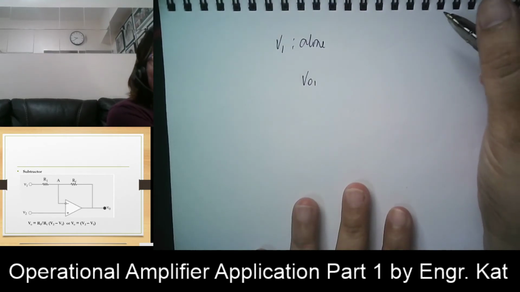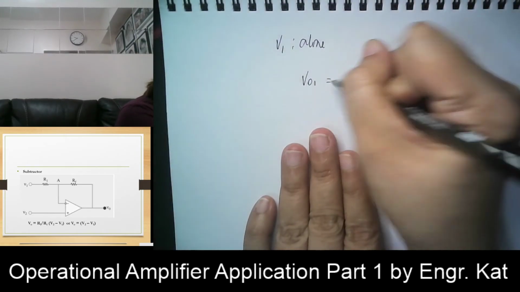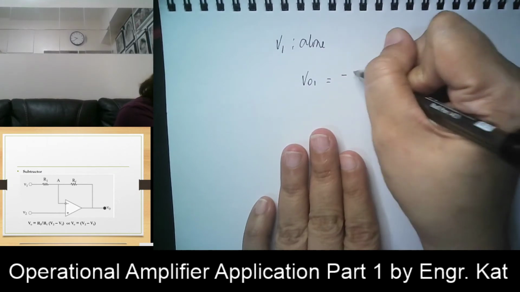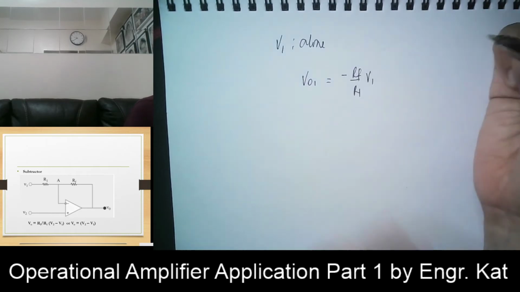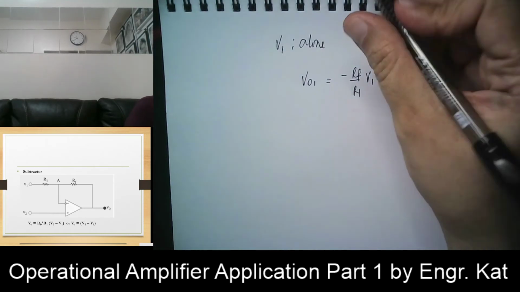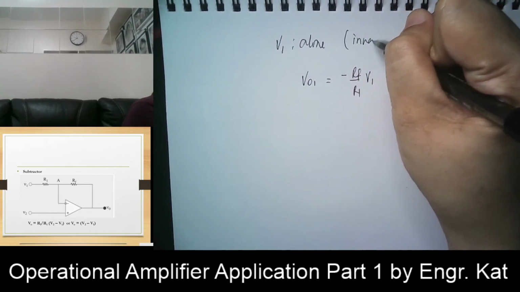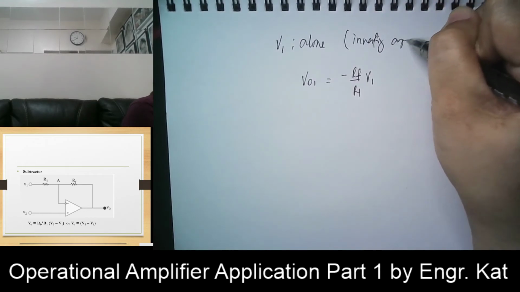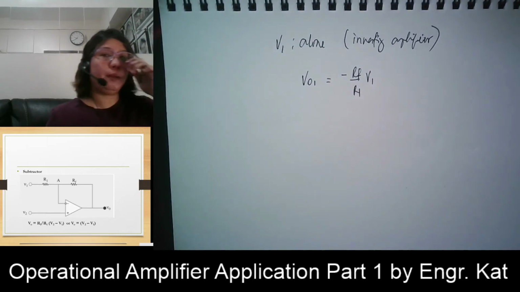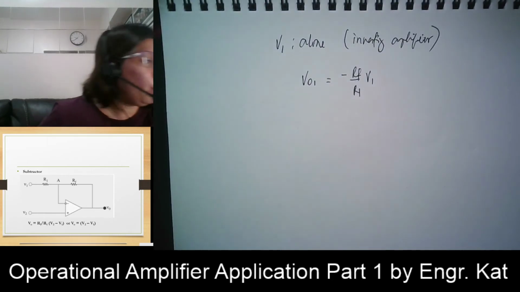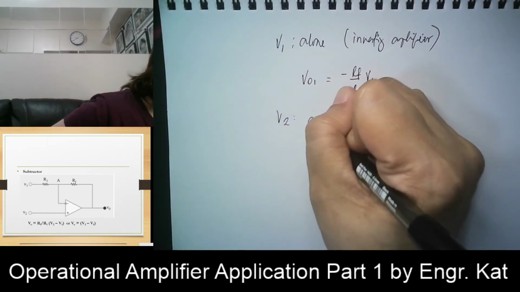Your output is an inverting amplifier, and that is equivalent to RF all over R1 multiplied by your V1. This is just like an inverting amplifier. Okay, so what if V2 acts alone?